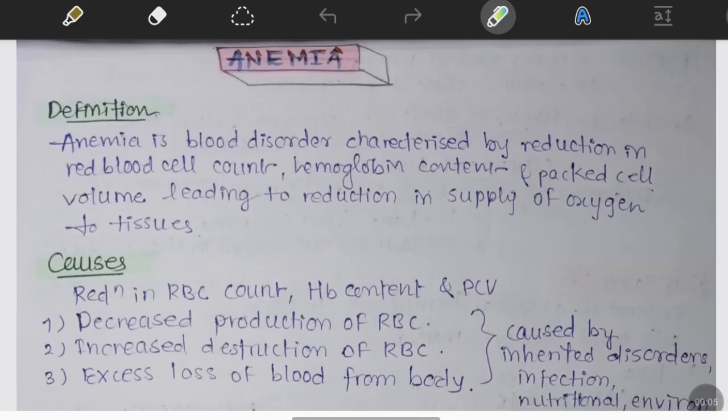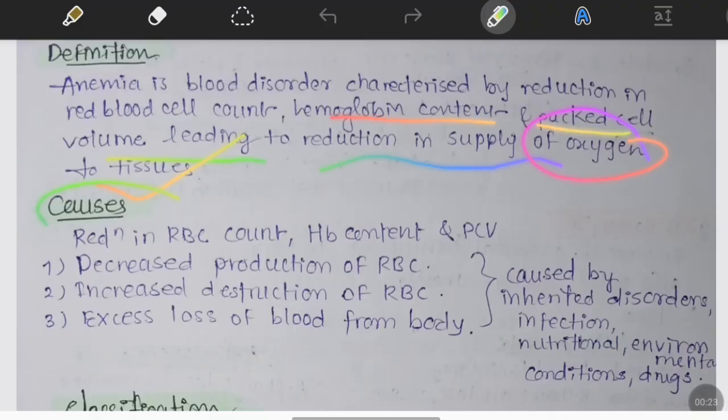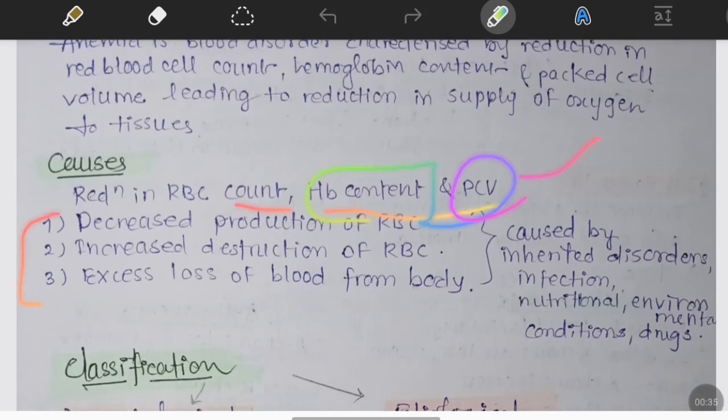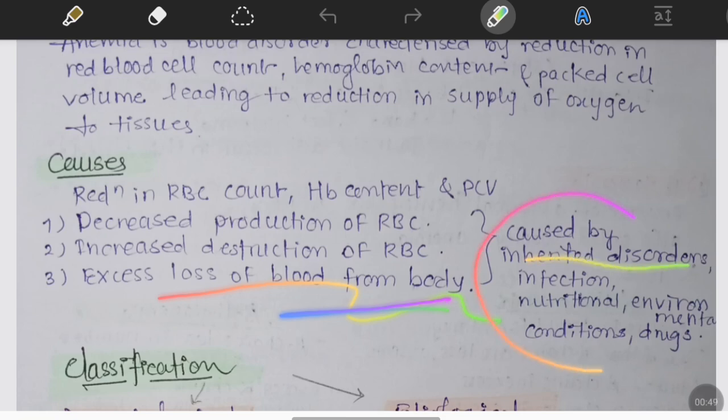So let's begin with one simple question: what exactly is anemia? Anemia is a blood disorder characterized by a reduction in red blood cell count, hemoglobin content, and packed cell volume, leading to a reduction in the supply of oxygen to the tissues. Now the causes of anemia. There are three main reasons for reduction of RBC count: decreased production of RBCs, increased destruction of RBCs, and excess loss of blood from the body. These are caused by inherited disorders, some infections, some nutritional conditions, and some environmental conditions and drugs.